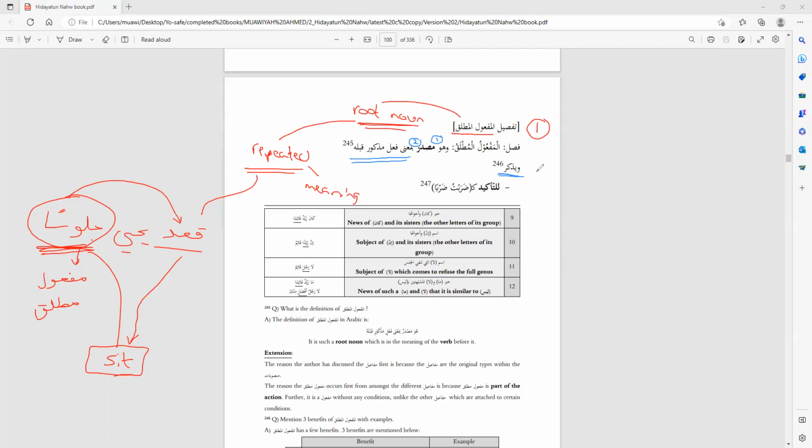Then, what are the purposes of the maf'ul mutlaq? وَيُذْكَرُ لِلتَّأْكِيدِ. Purpose number one, ta'keed. Maf'ul mutlaq are mentioned لِلتَّأْكِيدِ, for emphasis purposes. For example, ضَرَبْتُ ضَرْبًا. Now, in this example, the word ضَرْبًا, I hit, hitting. So you say ضَرَبْتُ Muʿāwiyah, I hit Muawiyah, ضَرْبًا, hitting. So that word hitting there is just for emphasis. It's got no other purpose. It's a maf'ul mutlaq. It's come just for emphasis.